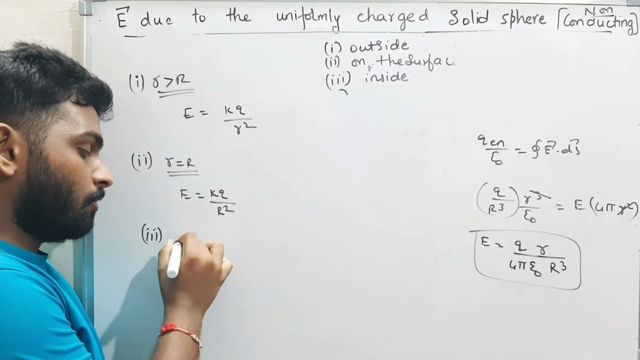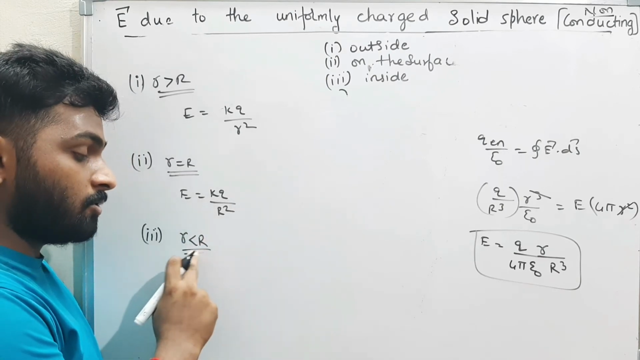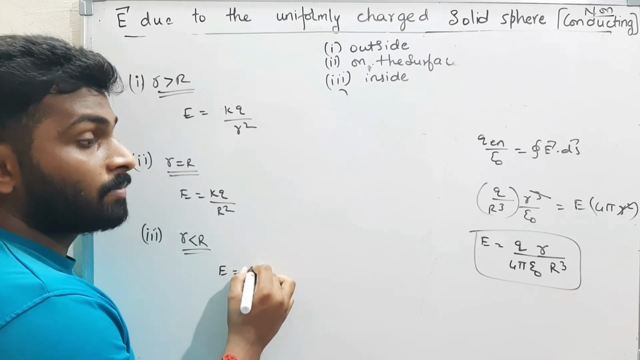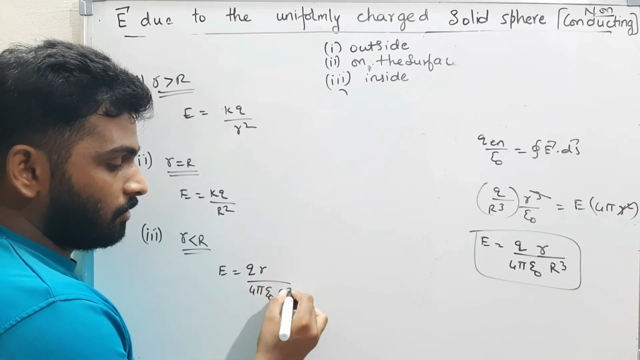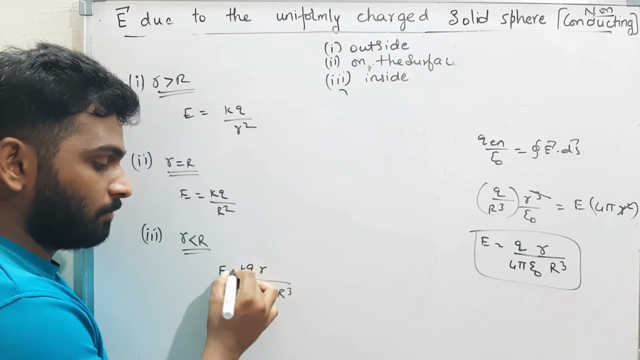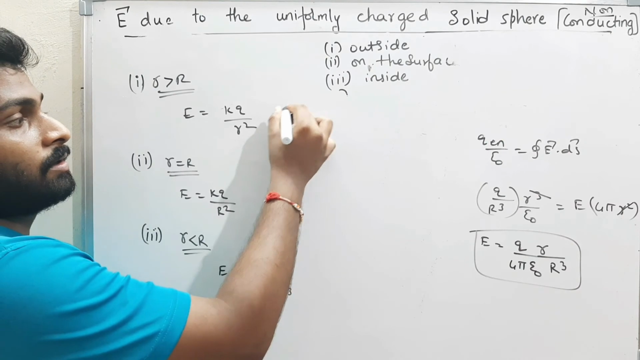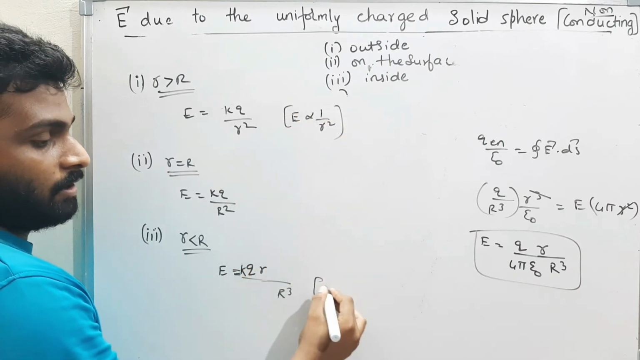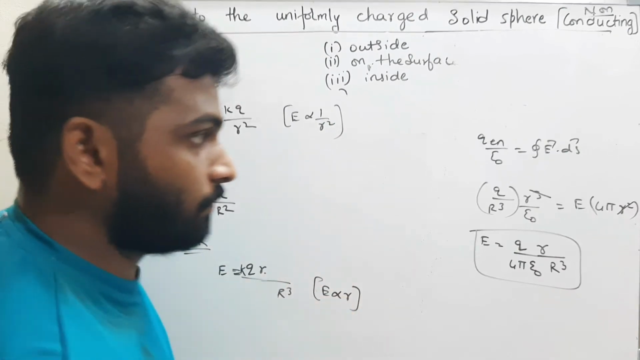But when the point is inside this sphere, that means small r is less than capital R, the electric field you got is q small r by 4 pi epsilon naught R cube. 1 by 4 pi epsilon naught is nothing but k. So it is kq small r by capital R cube. Here the electric field is inversely proportional to r square outside. Here inside, the electric field is directly proportional to r. Now see how the graph will be.